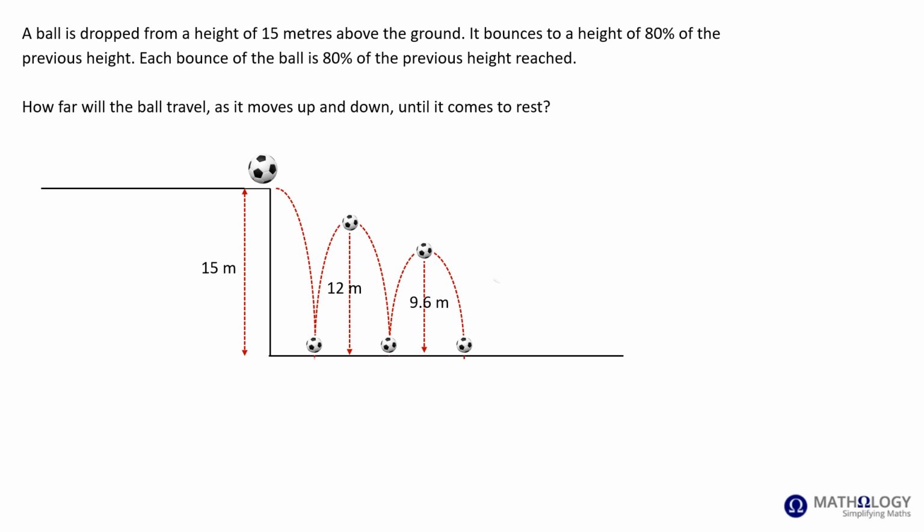The ball then bounces to a height of 7.68 meters, falls back down another 7.68 meters, and so the process continues until the ball stops bouncing.